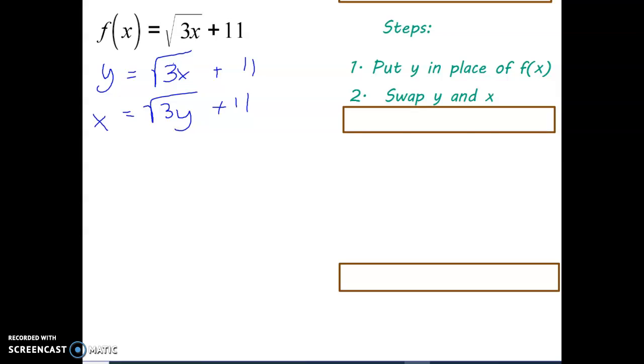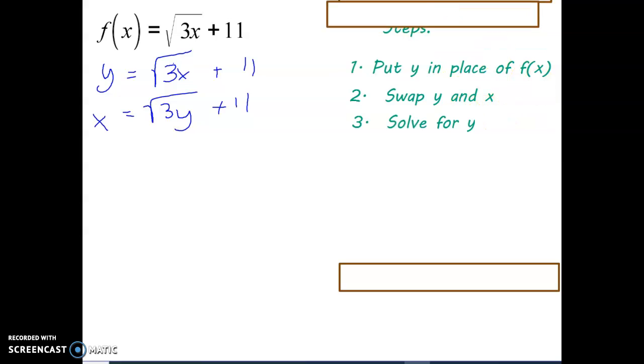Okay, now the step that's going to be a little bit different, solve for y. This time I don't need to square first because the 11 is not inside the square root. In order to get that square root ready to be squared, I need to get it by itself. So let's subtract 11 from both sides. And like last time, I'm not going to write the minus 11 just to save time.